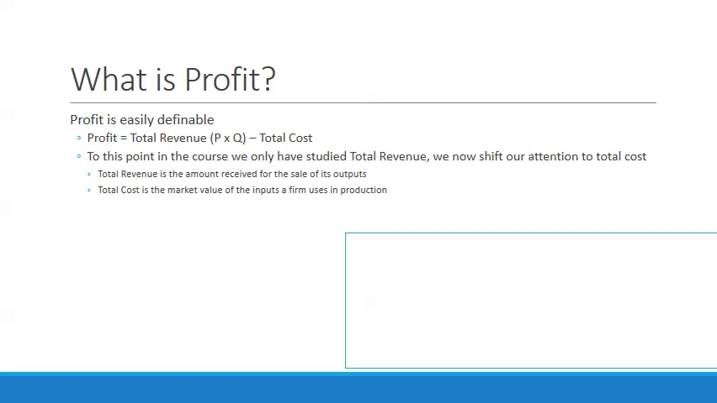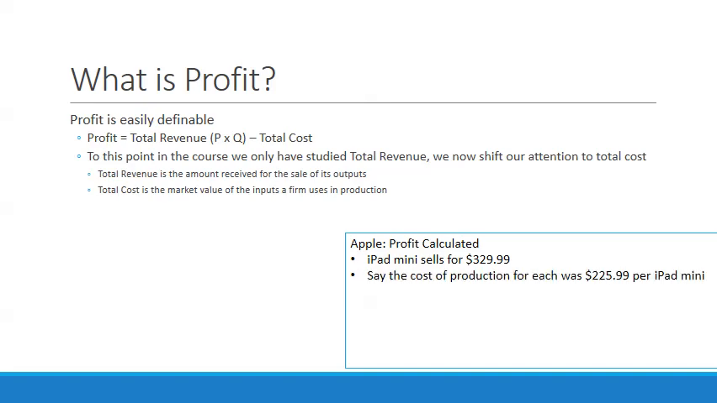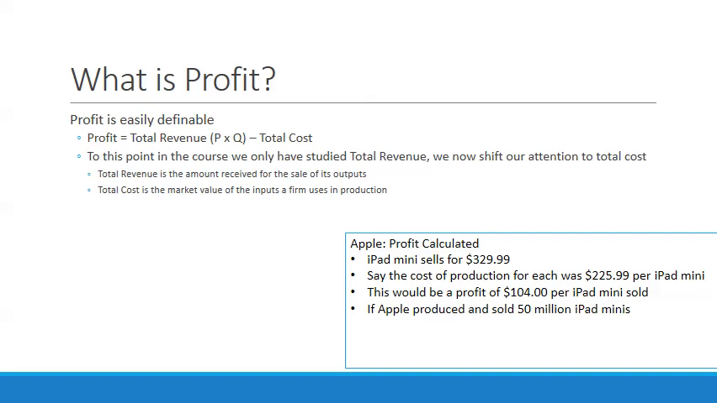So we can kind of look at this as an example. We'll look at Apple, just profit calculated, just throwing some numbers out. So if the iPad mini sells for $329.99, let's say the cost of production for each was $225.99 per iPad mini. So this will be a profit of $104 per iPad mini sold. If Apple produced and sold 50 million iPad minis, then their total revenue would be essentially about $16.5 billion. Their total cost would be about $11.3 billion. So their profit you'll see here is $5.2 billion. So that would be an awfully nice profit. Now, obviously, I'm making these numbers up, but that's how this would operate.